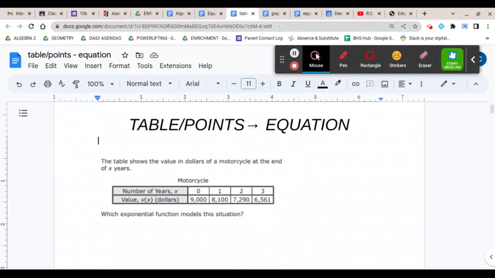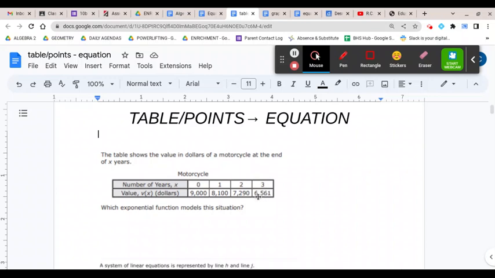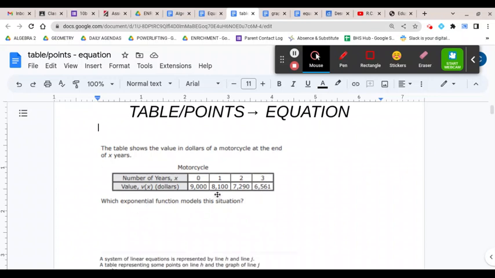Okay, so here we are. We have this first table here. The table shows the value in dollars of a motorcycle at the end of X years. All right, so we have a table here: 0, 9,000; 1, 8,100; 2, 7,920; 3, 6,561. Which exponential function models this equation?